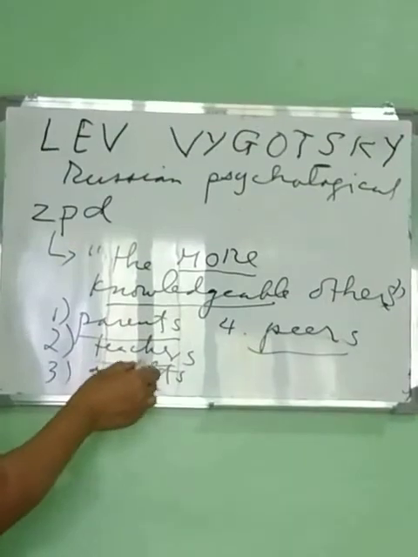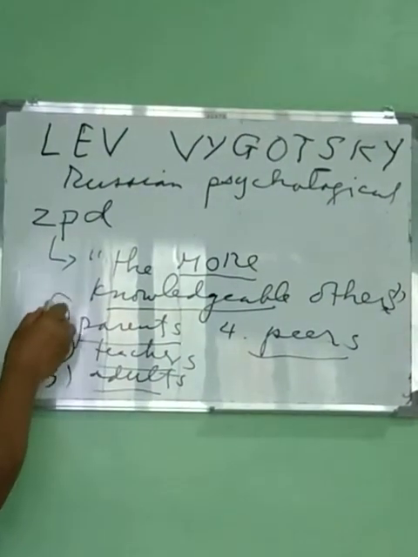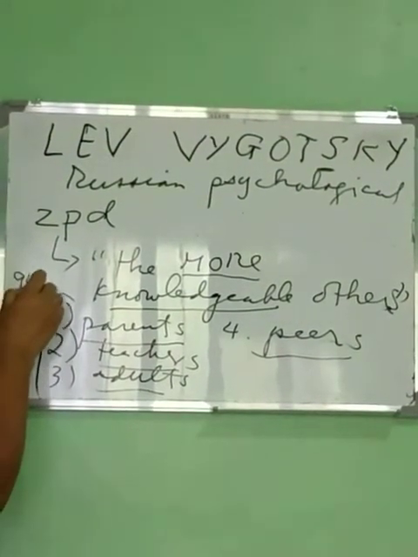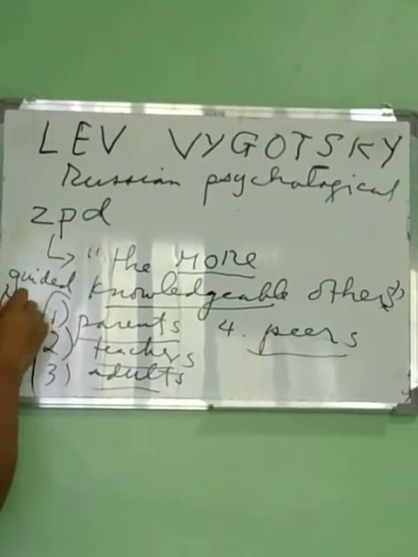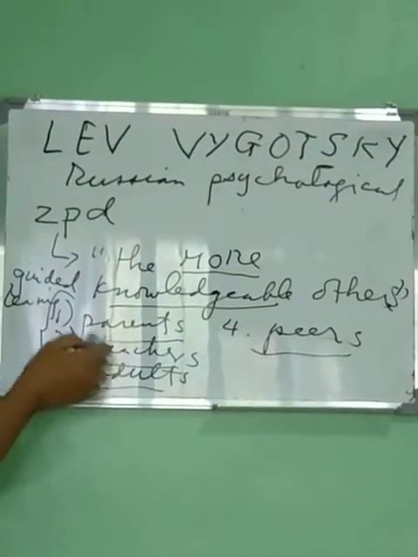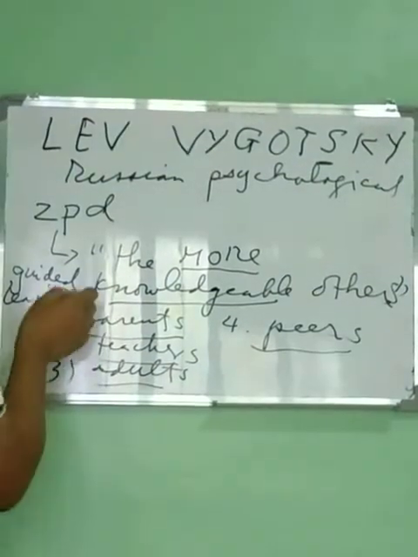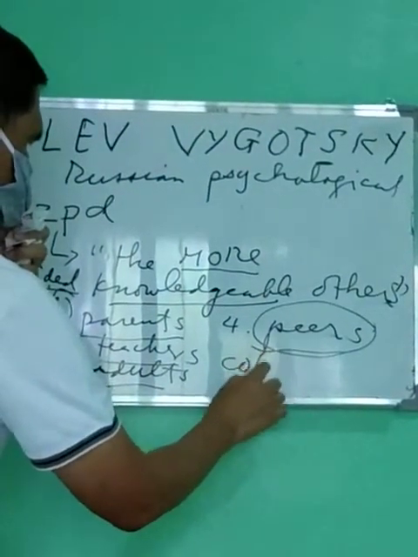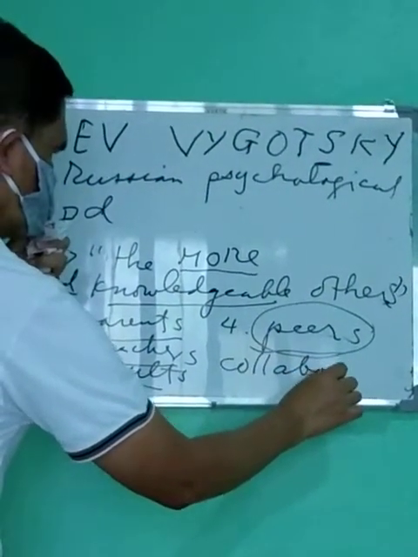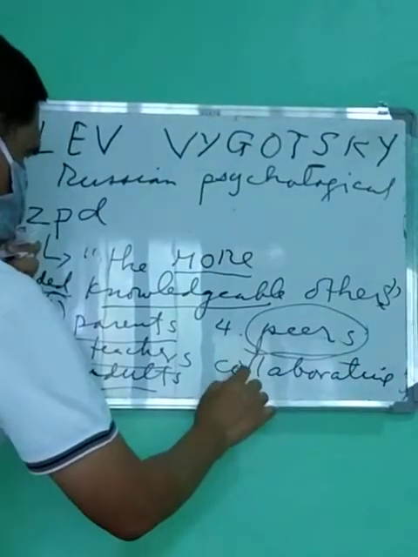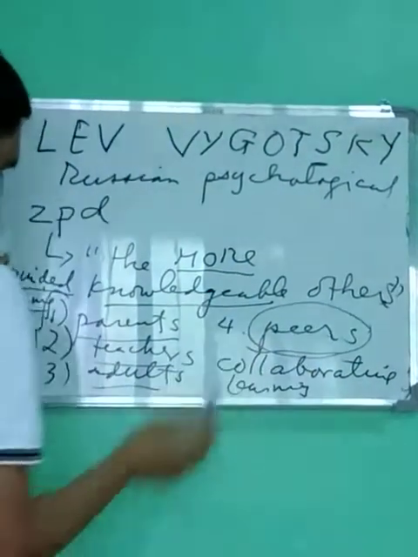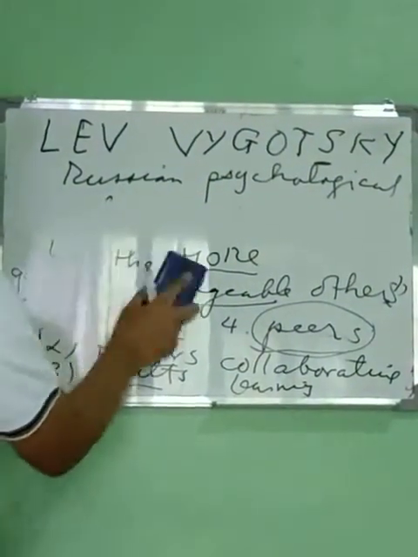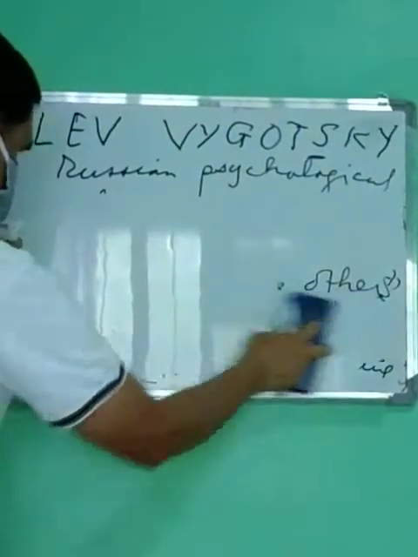That's why, if the ones who will be teaching the child the things that he does not know yet are teachers, parents, and adults, we call that guided learning. And for the peers, we call that collaborative learning. So, of course, Vygotsky is well known for those types of learning.